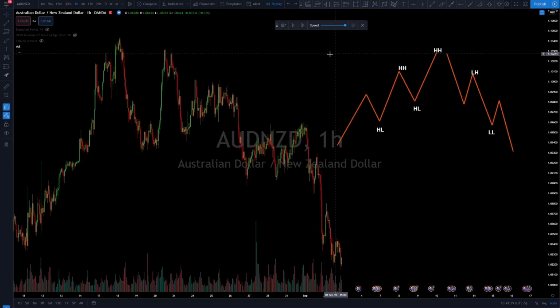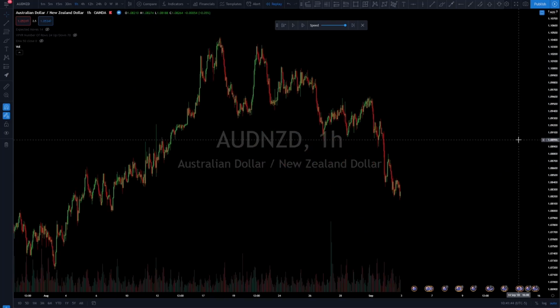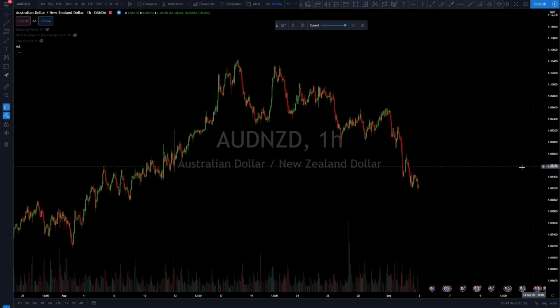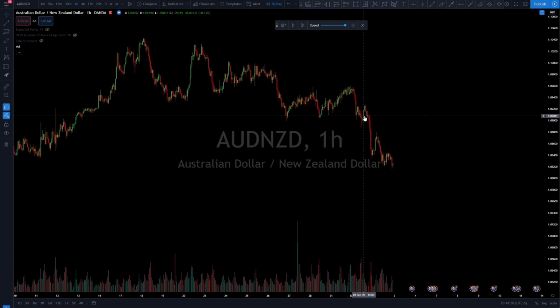So let's actually put this into practice right now and see what happens. We're just going to do a very basic example. We're just going to short every time there is a lower high, or the opposite, right? We're just going to short in a downtrend and buy in an uptrend.